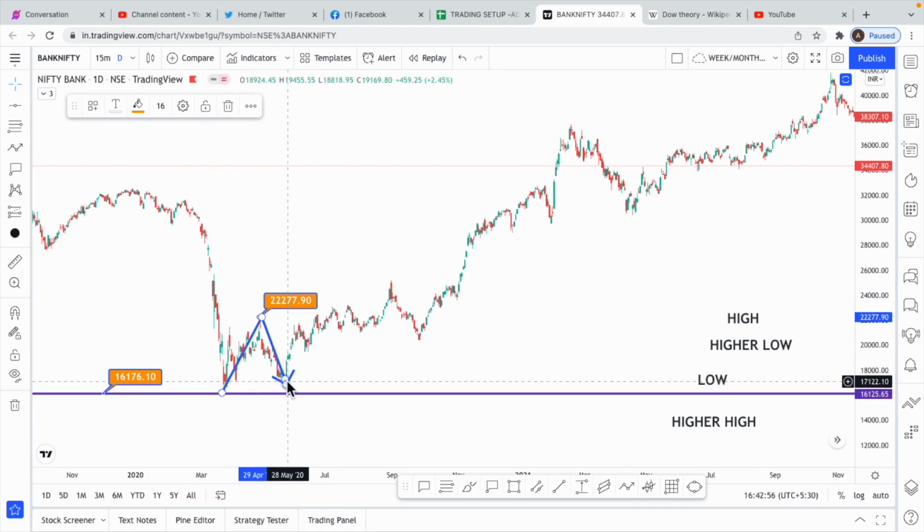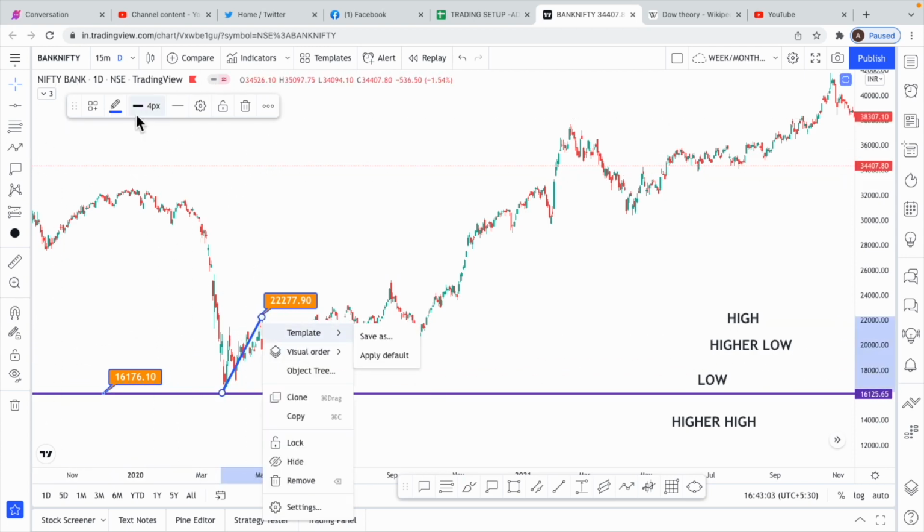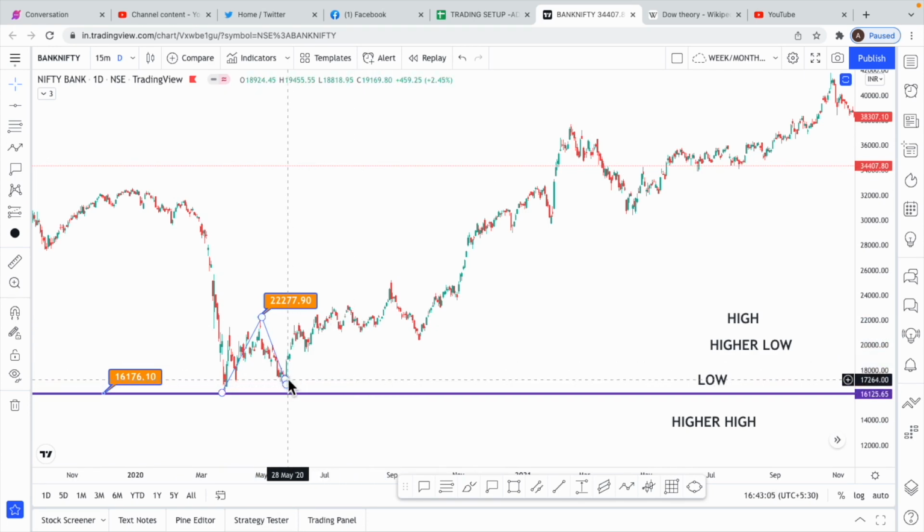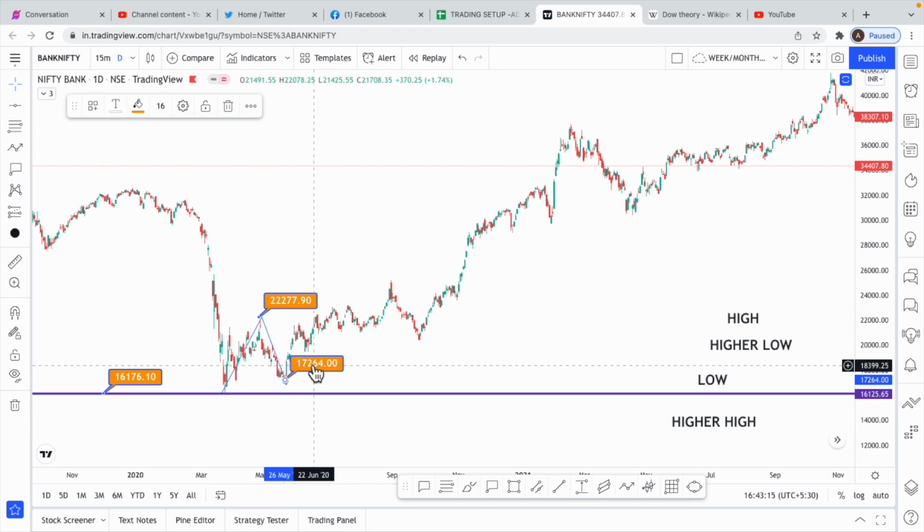No, right? What was the point over here? I think if I minimize this, it will be better. Yeah. See, we went up, we came down, but when we came down, did we break this previous low? No, right? So what is the point? What is the price line over here? Price is 17,260, exactly 1,000 points above.